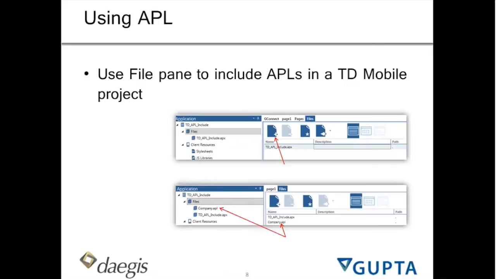Now, anytime you select a parent node, for instance, in this case, the Files node, on the right-hand side you get a pane that allows you to add new items to that node. So when you select the Files node, on the right-hand side you get this pane, and you can click on the plus icon and either include an APX or an APL into your application.